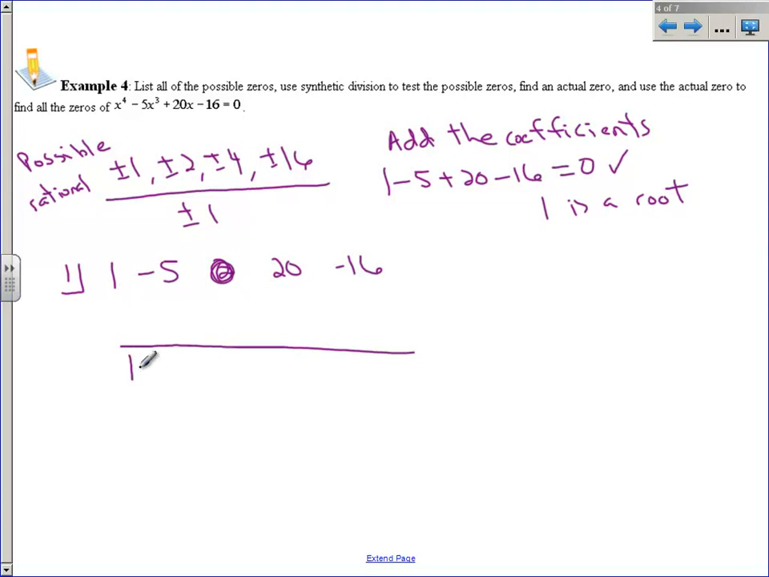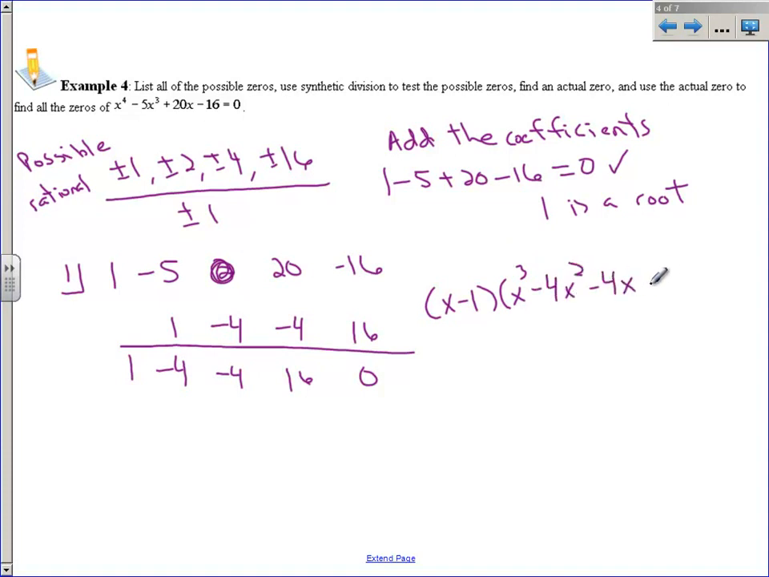Alright, so we'll drop our 1 down, multiply, add. Multiply, add. Multiply, add. Multiply, add. This is really, really nice. So I have taken this x to the fourth, and I now know it factors into x minus 1 times, we took an x to the fourth divided by an x, so we have an x cubed left over. So we have a 1x cubed, these are all the coefficients, minus 4x squared minus 4x plus 16.